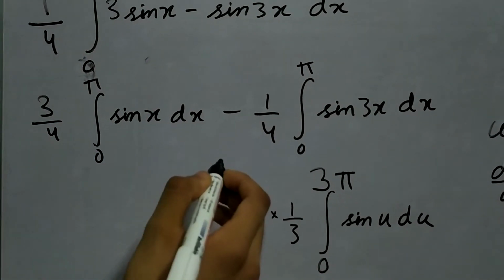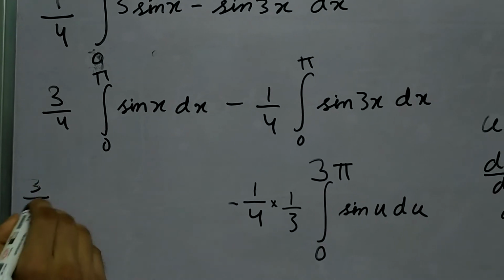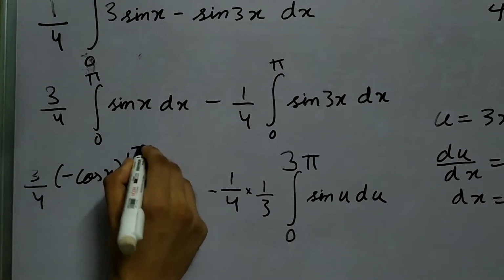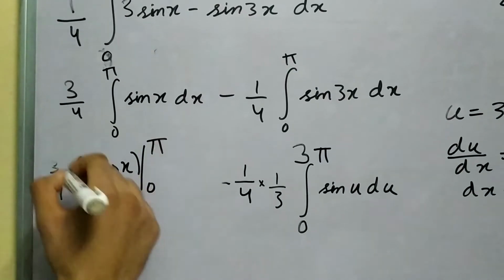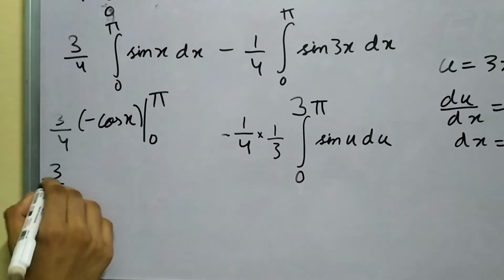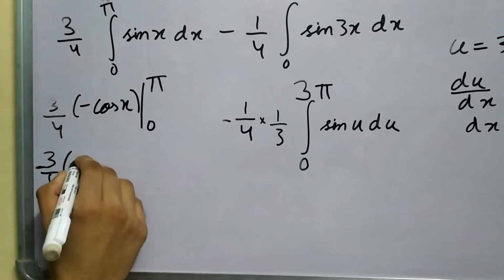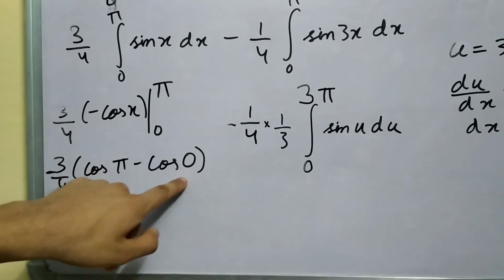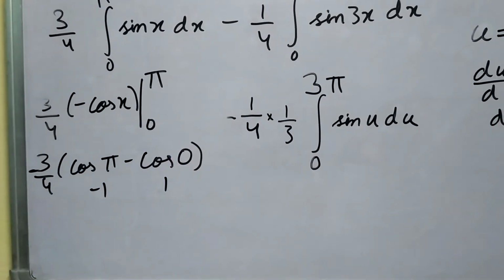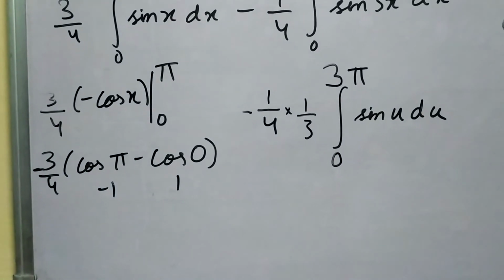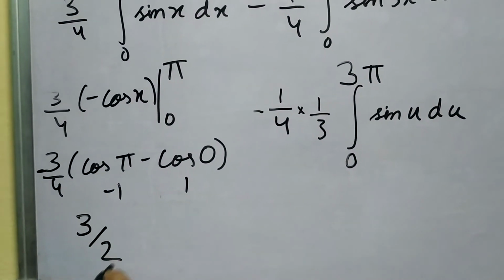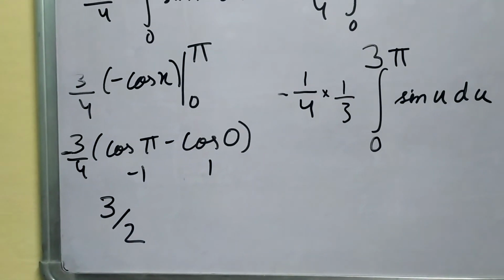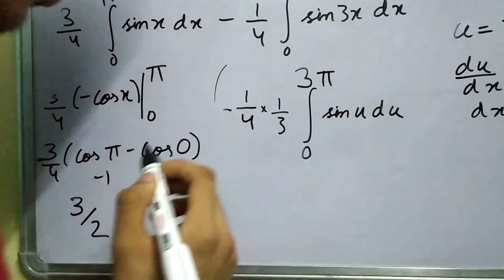Now that we have changed our limits, we can evaluate these integrals straight away. The integral of sine x is minus cos x, so this is 3 by 4 times minus cos x from 0 to pi. This means we evaluate 3 by 4, shifting the minus out, times cos pi minus cos 0. Cos pi is minus 1, cos 0 is 1, so minus 1 minus 1 is minus 2. You are left with 3 by 2, because the minus and minus 2 cancel each other out. Now let's see this one.